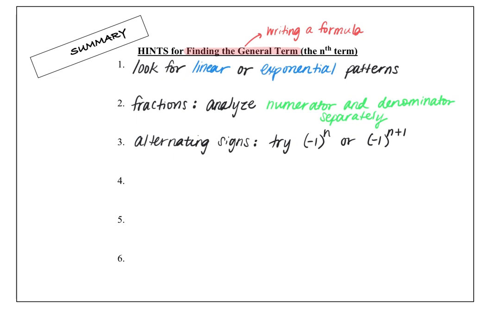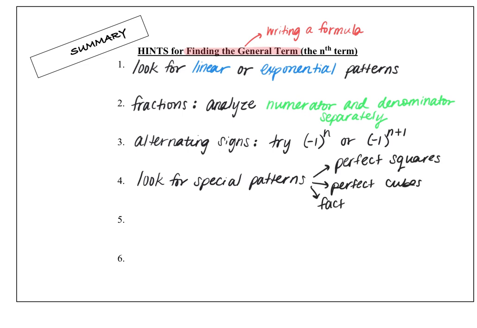If you're still stuck and you can't figure out the pattern, then I always say look for special patterns. What I mean by special patterns are patterns like perfect cubes or perfect squares or factorials. Remember, perfect squares would be 1 squared, 1 times 1 is 1, 2 squared, 2 times 2 is 4, 3 squared is 9, 4 squared is 16, 5 squared is 25, and on. Perfect cubes would be 1 cubed, which is 1, 2 cubed, 2 times 2 times 2 is 8, 3 cubed is 27, 4 cubed is 64, and so on.